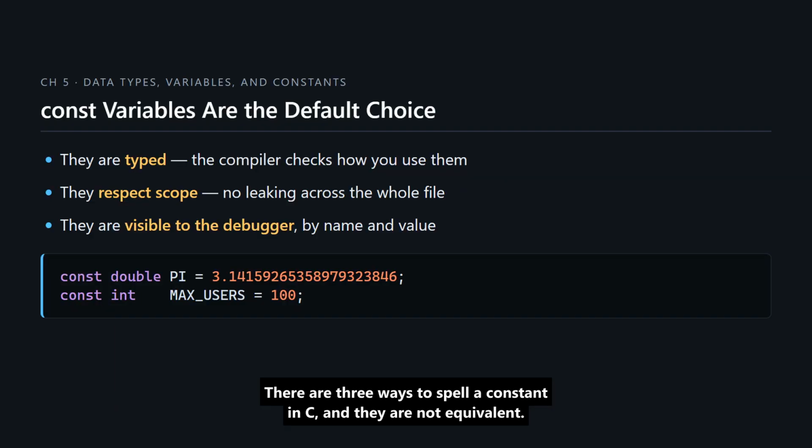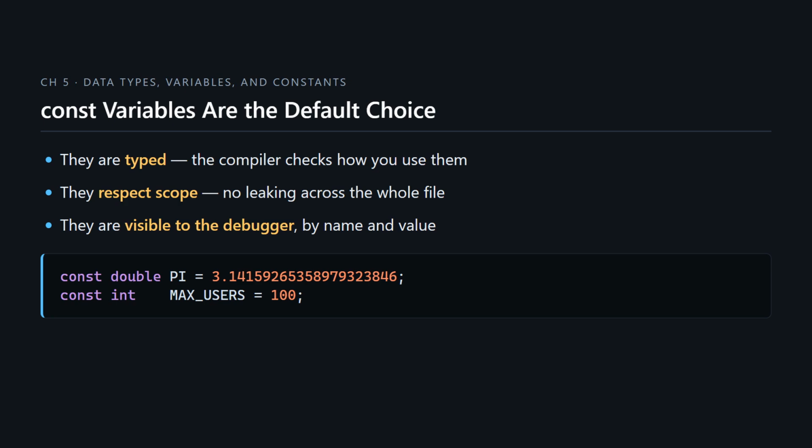There are three ways to spell a constant in C, and they are not equivalent. Start with the one you should reach for first, a const variable. const double pi, const int max_users. Three things make this the default choice.